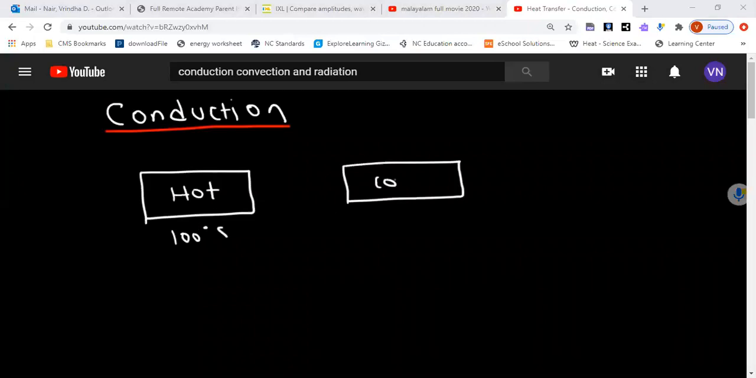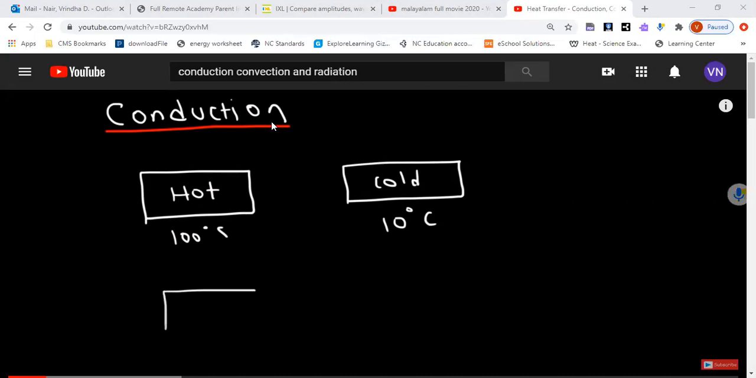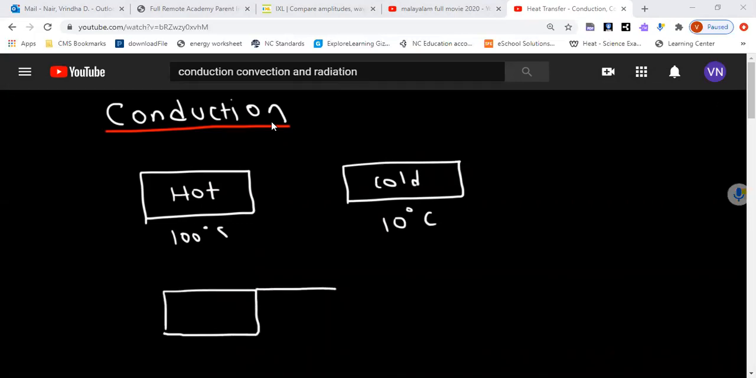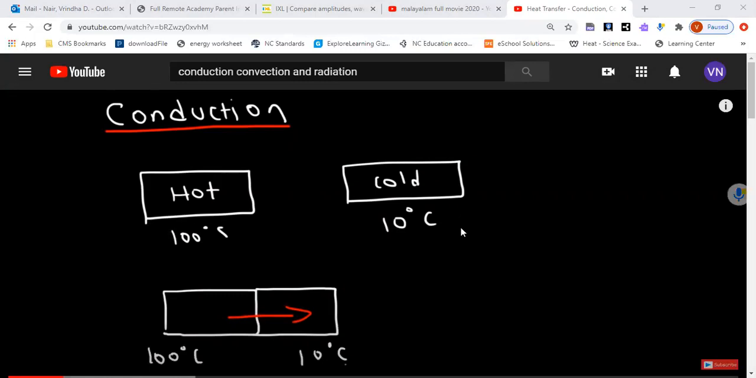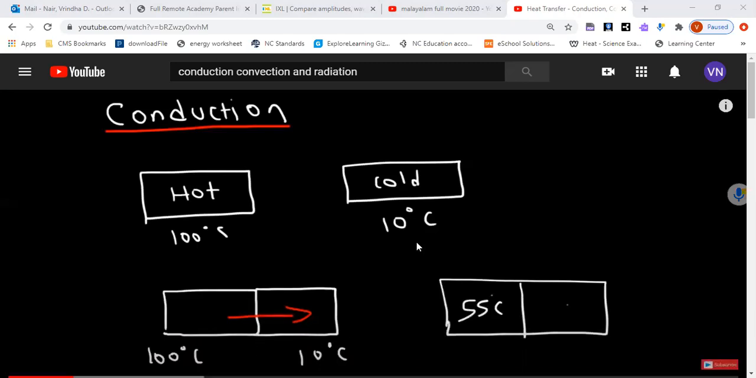Okay, so conduction is when you touch something, right? When you touch something and the heat from that thing goes to your hand, that means you are conducted with heat. That means the heat is passing from one place to the other. So that is called conduction. Here he's showing what is hot, what is cold, and how the heat transfers from the high to the low.